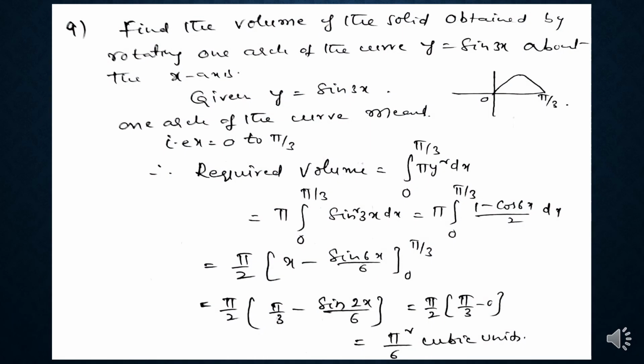Next, ninth one. Find the volume of the solid obtained by rotating one arc of the curve y equal to sine 3x about the x-axis.